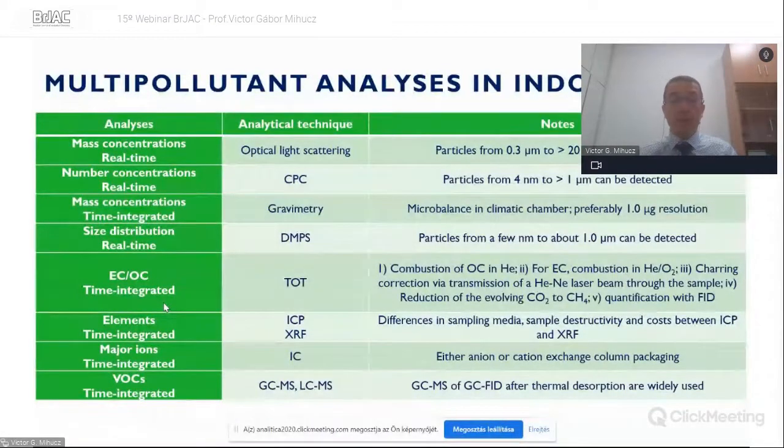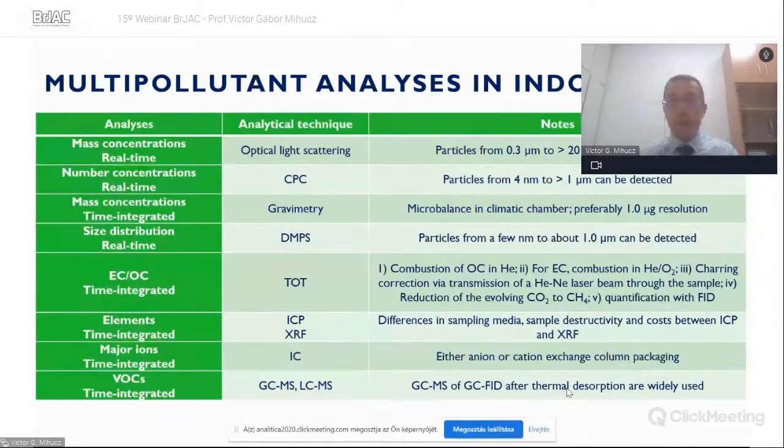Then, of course, one of the aspects in the case of the multi-pollutant analysis in indoor particulate matter is the determination of elements. For that, usually ICP is used, to a lesser extent X-ray fluorescence. As I mentioned, the major ions in time-integrated mode can be determined by ion chromatography, and if the focus is on the VOCs, then GC-MS, LC-MS can be used after thermal desorption, which is again not common in laboratories, to have this type of units installed, equipped with the GC instruments.